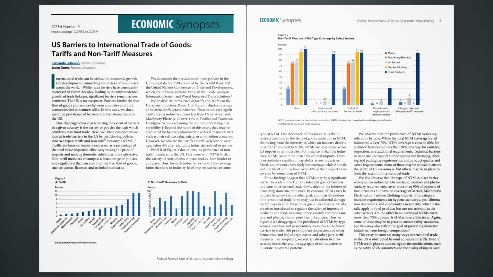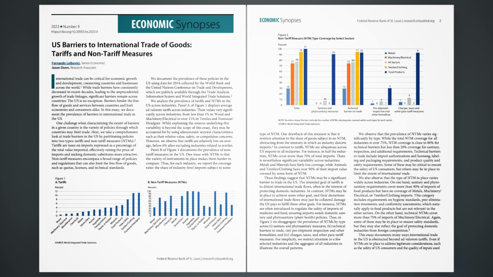Thus, in Figure 2 we disaggregate the prevalence of NTMs by type across 1. Sanitary and phytosanitary measures, 2. Technical barriers to trade, 3. Pre-shipment inspection and other formalities, and 4. Charges, taxes, and other para-tariff measures. For simplicity, we restrict attention to a few selected industries and the aggregate of all industries to illustrate the overall patterns. We observe that the prevalence of NTMs varies significantly by type. While the total NTM coverage for all industries is over 75%, NTM coverage is close to 80% for technical barriers but less than 20% coverage for sanitary, inspection, and additional requirements.